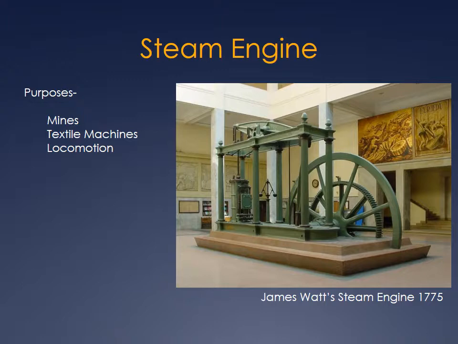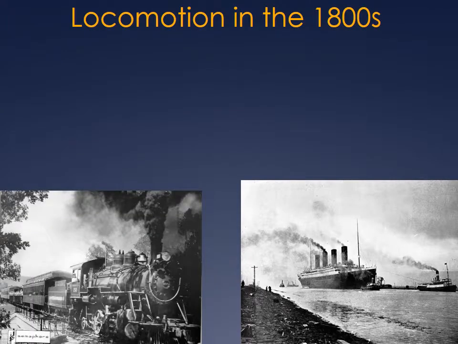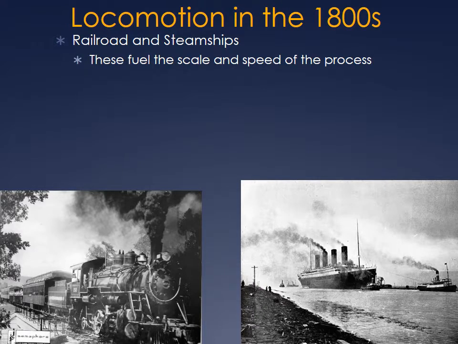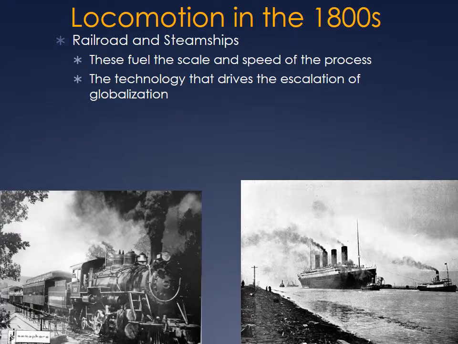Eventually, of course, they'll be used to tow the cars, like on a rail line out of the mine. They were used to run mechanical looms in textile mills and things like this. And of course, they were also used for locomotion, movement. And locomotion in the 1800s was railroads and steamships. These railroads and the steamship really were important because they interconnected the world. They were able to speed the process of resource exploitation, of global expansion.